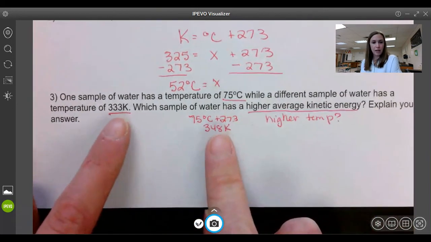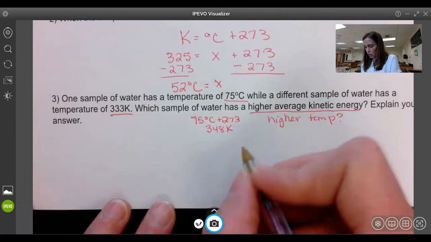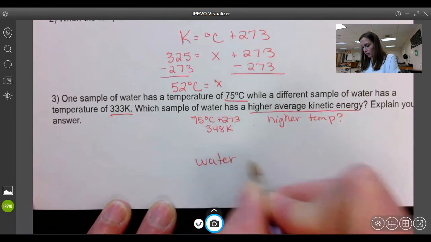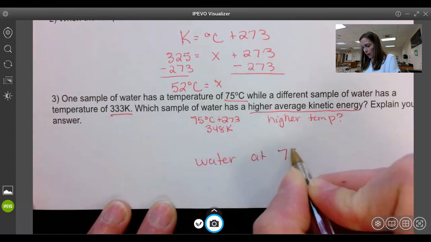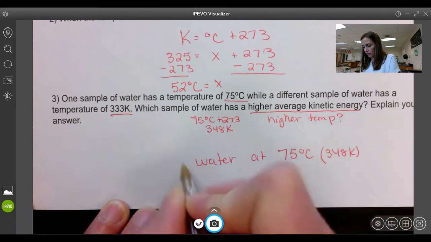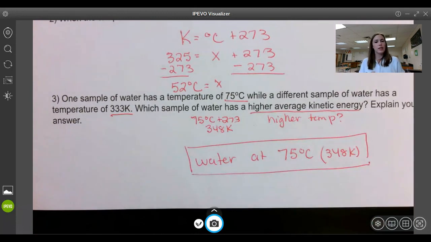Now that they're in the same scale, I can compare them. So which one actually has the highest average kinetic energy? That would be the sample of water at 75 degrees Celsius, which was at 348 Kelvin. So make sure whenever you're comparing samples that are in different temperature scales to first convert them. So that is it. You should know how to define temperature. You should know the two temperature scales that we use. And then you should also be able to use this formula so that you can convert between the two.